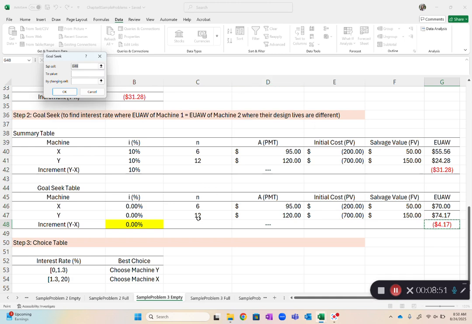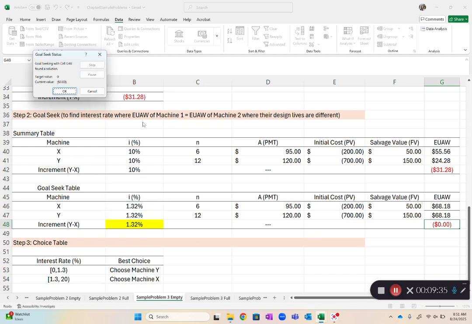So I'm going to set cell G48 to 0, because that's my goal, right? I want my increment to be equal to 0. Remember, all an increment is the one minus the other. So in essence, what I'm saying is the difference between the one minus the other is going to equal 0, which means setting them equal to each other. The way I do that is by changing this cell right here. Excel is going to iterate for me, run a ton of calculations, and find out at what interest rate makes that cell 0.